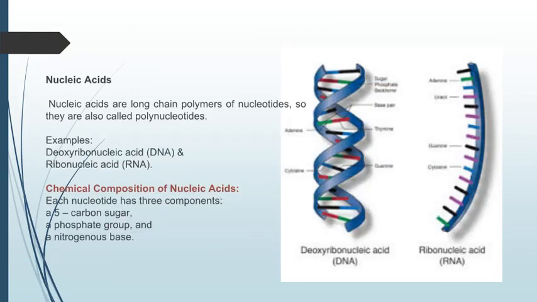Nucleic acids. Nucleic acids are long-chain polymers of nucleotides, so they are also called polynucleotides. Examples: deoxyribonucleic acid, DNA, and ribonucleic acid, RNA. Chemical composition of nucleic acids. Each nucleotide has 3 components: a 5-carbon sugar, a phosphate group, and a nitrogenous base.